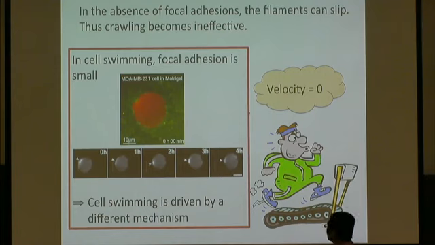I showed you there are three types of cell motility. The first one is cell crawling, and the second one is cell swimming. The difference in cell swimming is that we don't have focal adhesion, because the cell is inside a viscous environment, so it is not able to attach to any surface. In this case, actin polymerization is not very important for the motion of the cell. This suggests that cell swimming might be driven by a different mechanism.